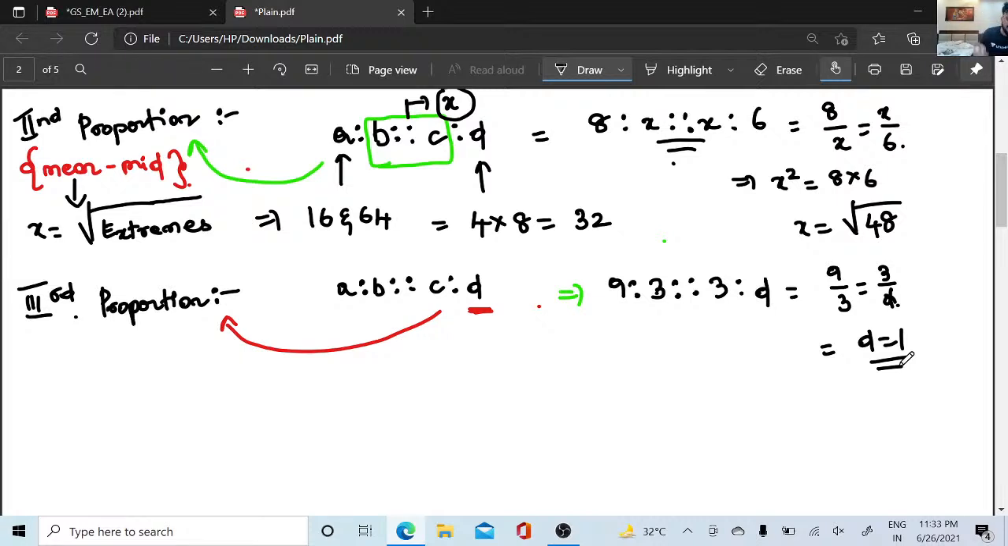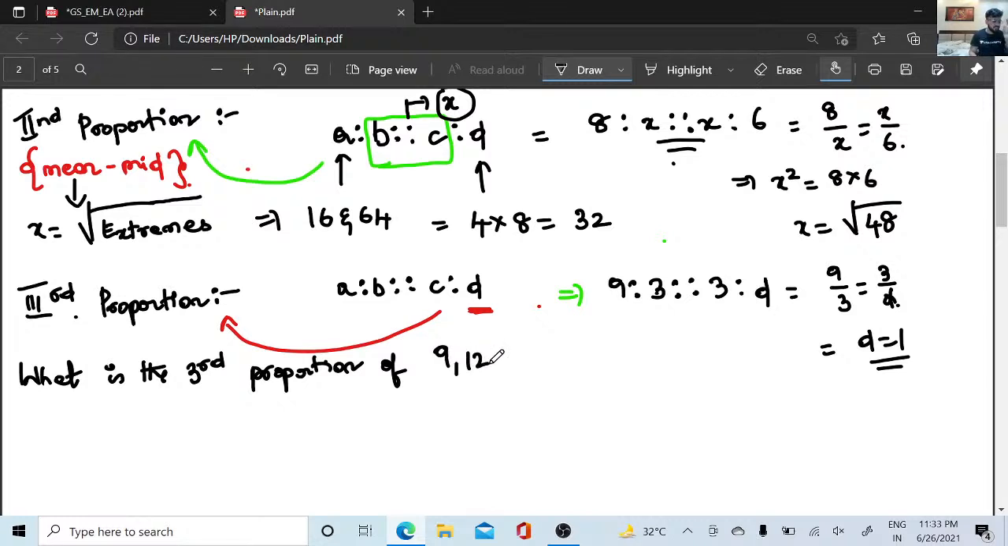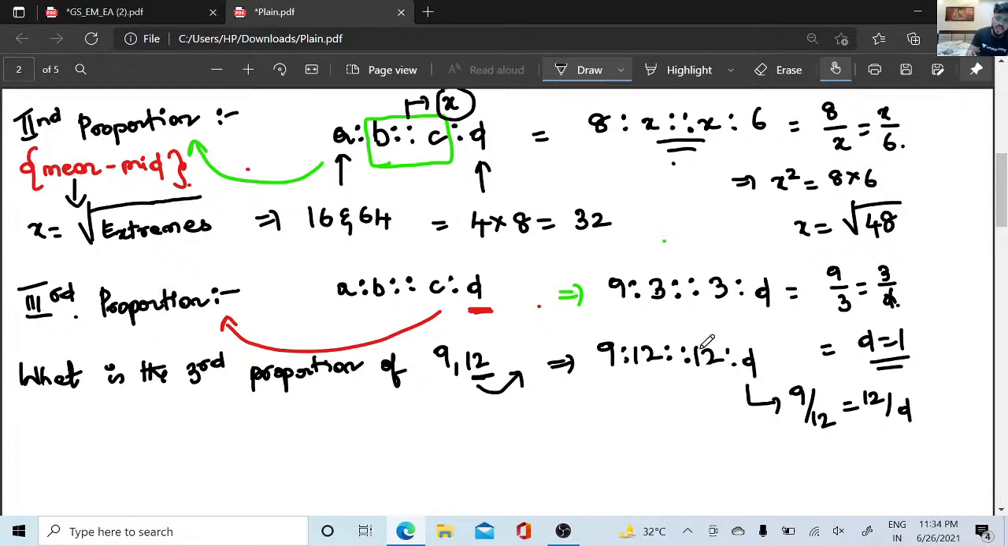If I ask you a simple question, what is the third proportion of 9 and 12? Always understand this number gets doubled. So your proportion will actually be 9 is to 12 is to 12 is to D. So tell me the value of D. This is 9 bar 12 is equal to 12 bar D, which is nothing but 12 square.